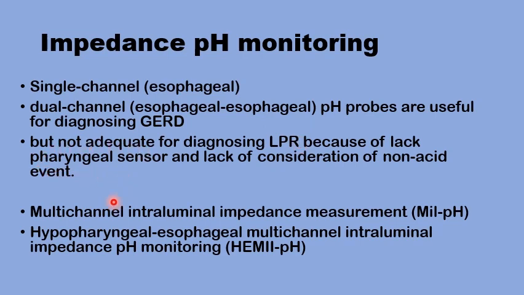Multi-channel intraluminal impedance measurement followed, with several channels rather than just 2 or even 1, to measure several segments inside the esophagus or the stomach, together with pH monitoring. And the hypopharyngeal-oesophageal multi-channel intraluminal impedance, the HEMII-pH, is a special type of this, which in addition to measuring the impedance and pH of the esophagus would also monitor such changes in the hypopharynx.